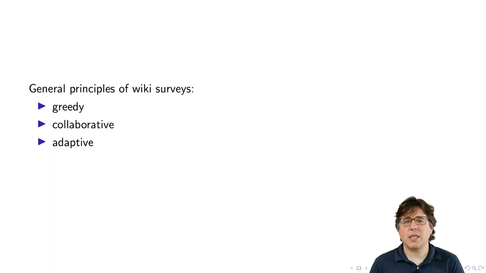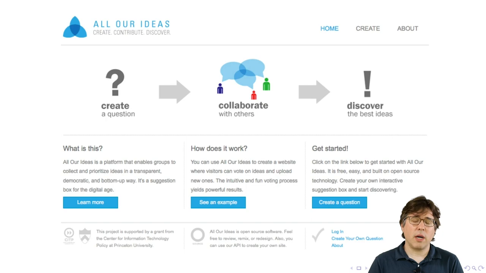So adaptive and collaborative sound kind of similar, but they're distinct. Collaborative is really about being open to new information, and adaptive is about using the information that we have to make the data collection more efficient. So in addition to describing these principles, we also then created a tool that employed these principles. So the website allourideas.org, we got some funding from Google and we built this free and open source website that anyone in the world can use to host their wiki surveys.